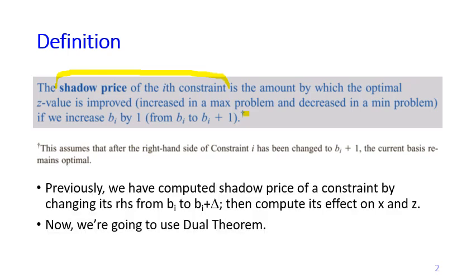So previously we computed the shadow price of a constraint by changing the right-hand side from bi to bi plus delta, then computing the effect on x and z. This is the third change, I believe, in the sensitivity analysis that we discussed earlier, which means we're changing the right-hand side. We may still use this approach, but now in this video, we are going to use the dual theorem and see how it may help us to perform the same thing, which is obtaining the shadow price of a constraint.